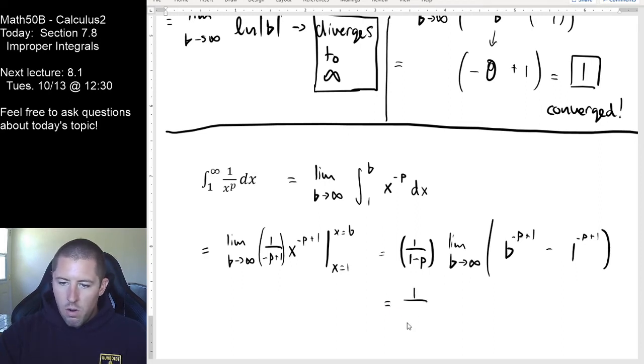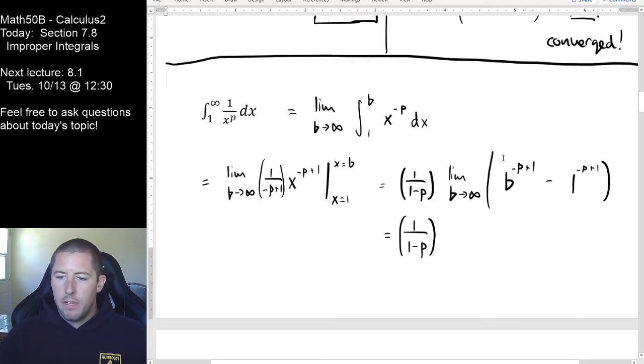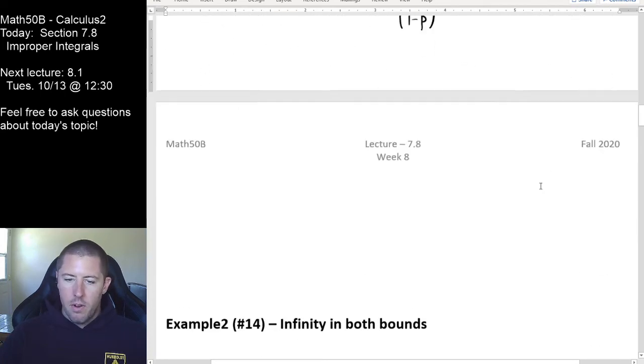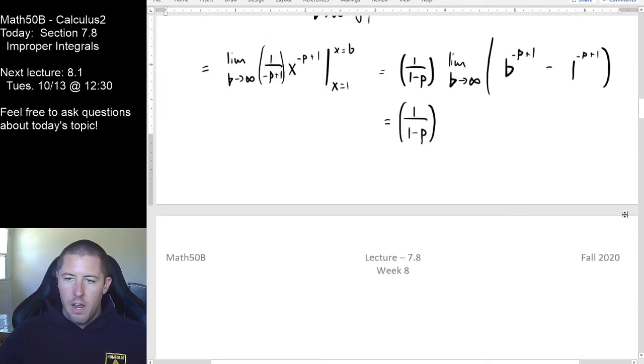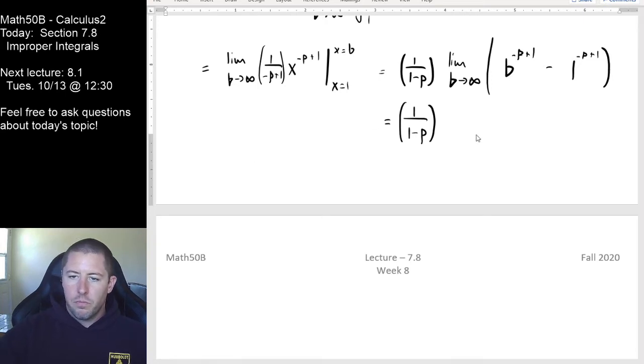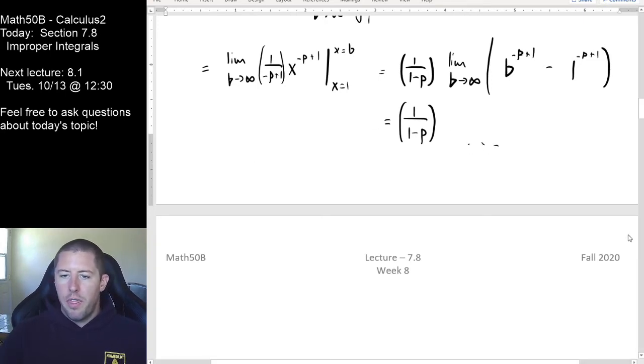So I've got a 1 over 1 minus p here as my constant coefficient. And what we need to decide is, for different values of p, what kind of result am I going to get when I let this b go off to infinity here? And so here's the things I'm noticing. I've got myself some room down here. Let me do a thing down here.